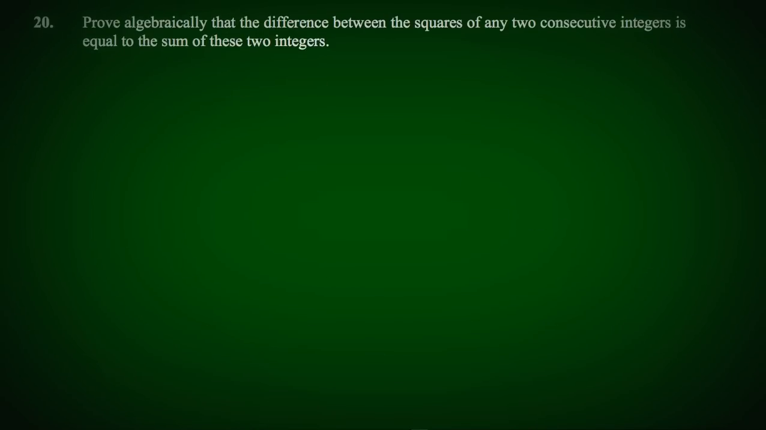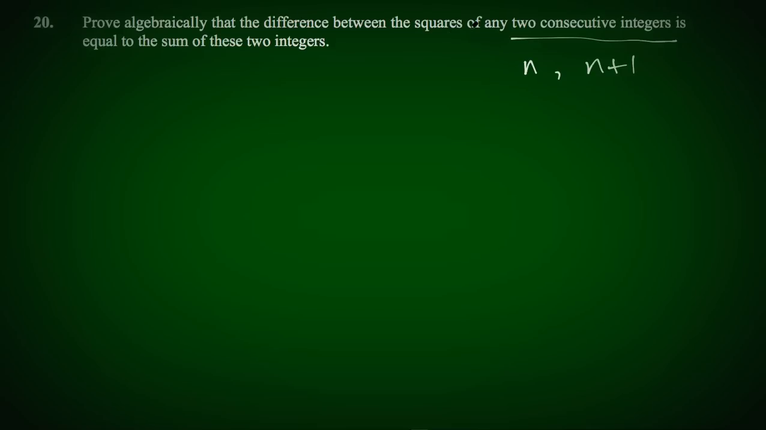Prove algebraically that the difference between the squares of any two consecutive integers is equal to the sum of these two integers. So let's break that down into a mathematical statement. Prove algebraically that the difference between the squares of any two consecutive integers. Two consecutive integers would be, for example, n and n plus 1, where n is any integer.